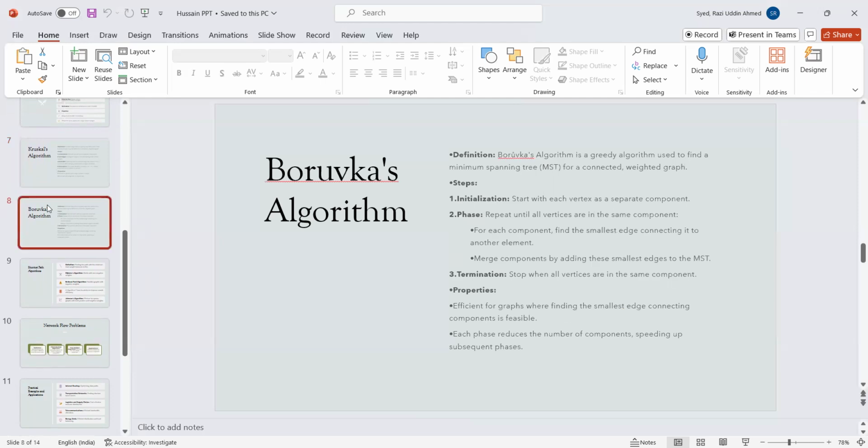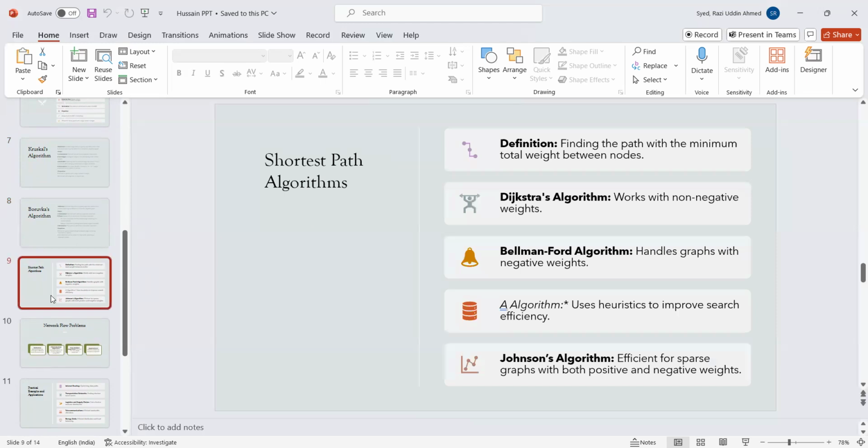So this is Borůvka's algorithm. We have talked about this. Now there are shortest path algorithms. These algorithms find the path with the minimum total weight from a source vertex to a destination vertex in a weighted graph.